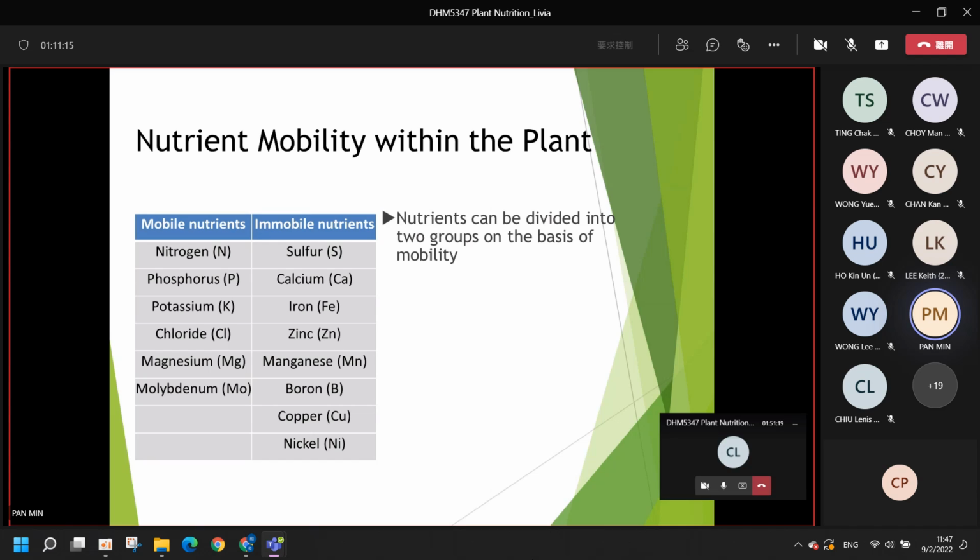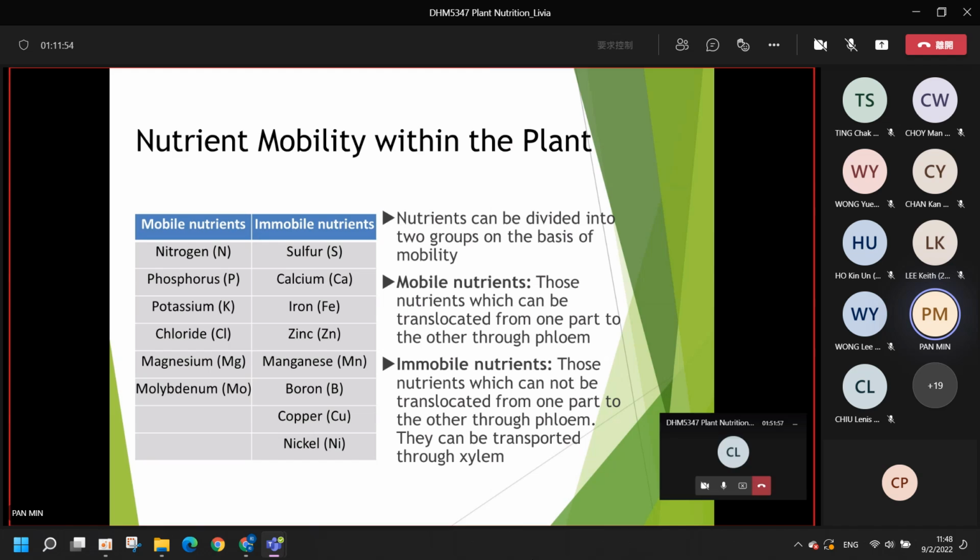And now we will talk about nutrient mobility within the plants. We can divide these elements into two groups: mobile nutrients and immobile nutrients. The mobile nutrients are those nutrients which can be translocated from one part to another through the phloem. They exist in ion form in the phloem, being absorbed from the soil solution and then transported from the roots to other parts of the plant.